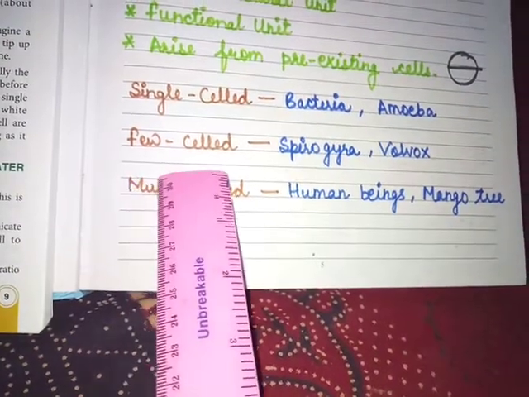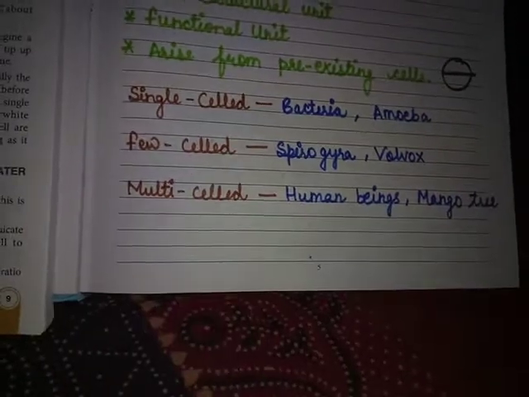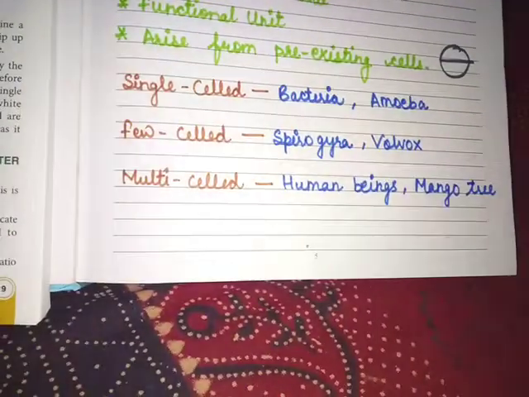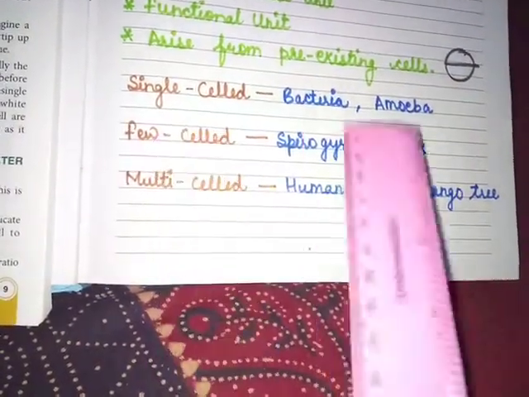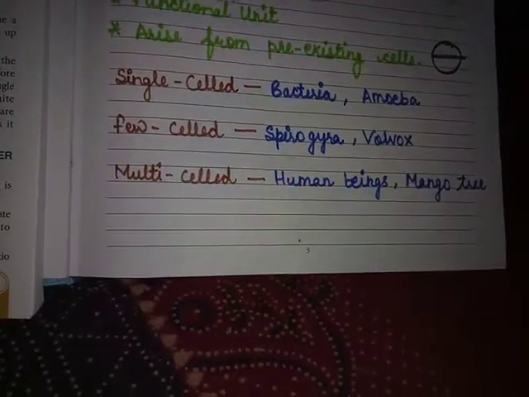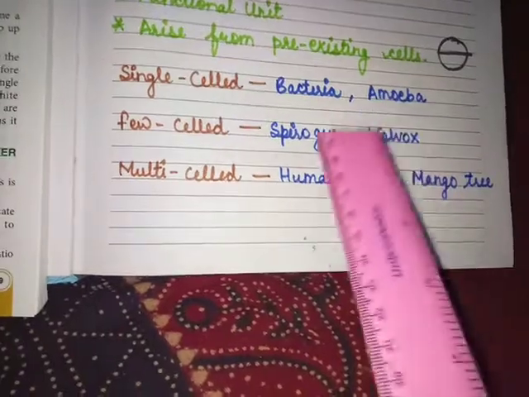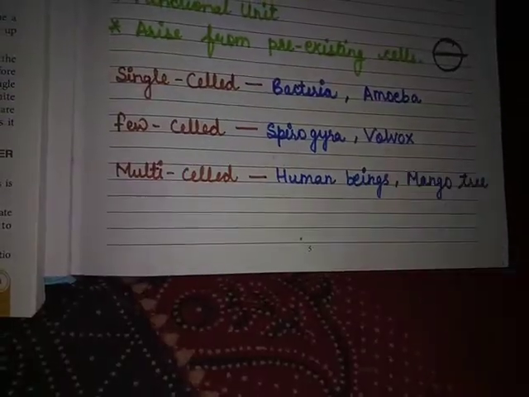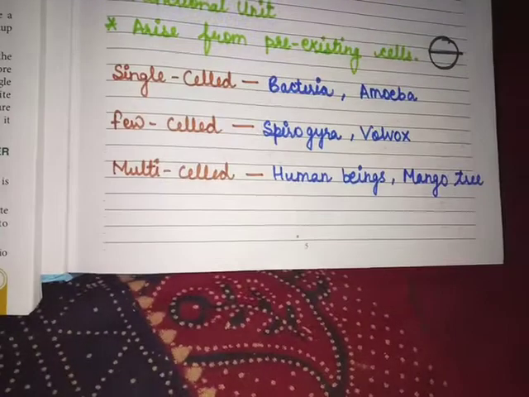Few-celled organisms means they have 100 to 1000 cells. For example, Spirogyra and Volvox. These two names are new for you. They both are algae. Spirogyra as well as Volvox both come under the algae.